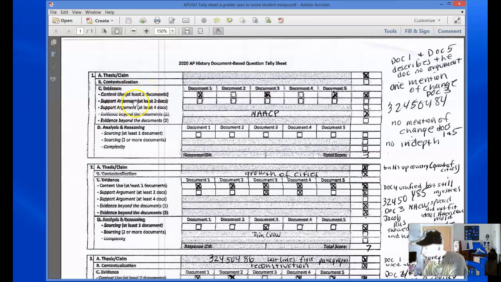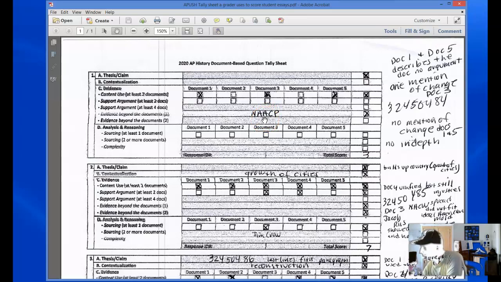But did they support their argument in at least 2 of the documents? No. In Doc 3, they mentioned change. In Doc 1 and 5, they just mentioned the documents. They didn't mention how it pertained to their thesis. They did not relate it to their thesis. So they didn't get any points there. Okay? So obviously, if they didn't support their argument for 2 docs, they didn't support it for 4 docs, so no points.